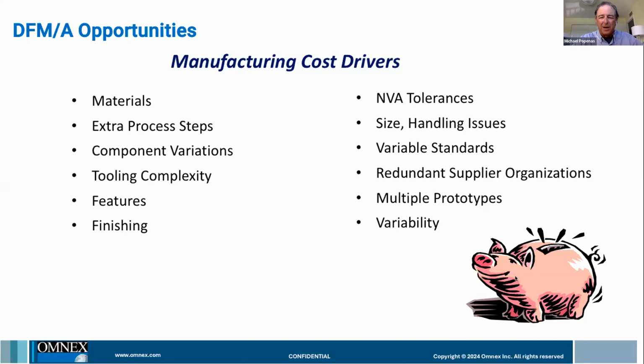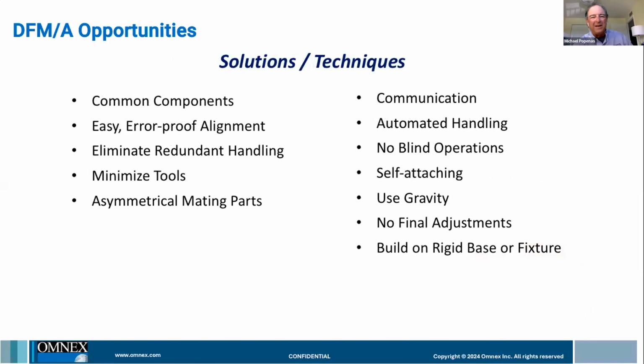How about how many prototypes? And this also holds in the final assembly of the product as well. How many prototypes and prototype levels do we have to have to prove design intent, right? And of course, variability is there as well. Variation is everywhere.